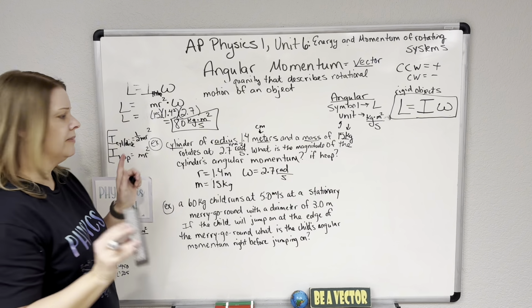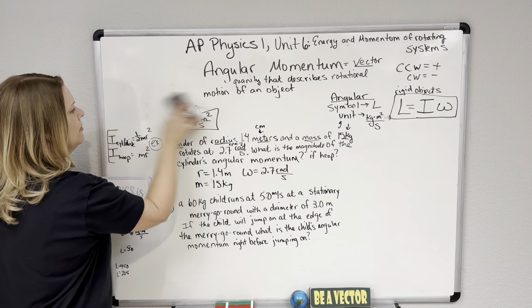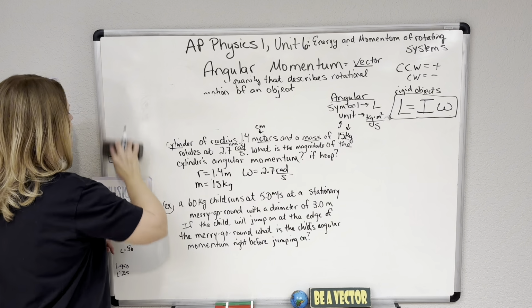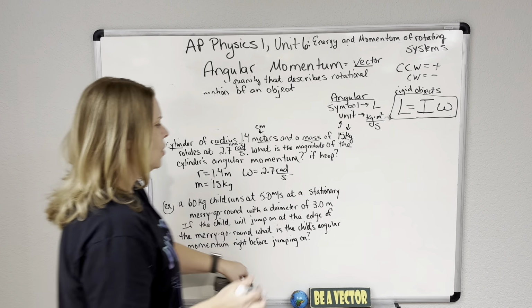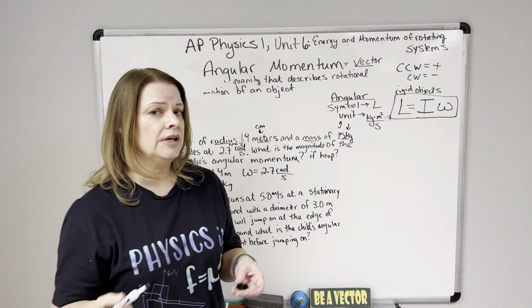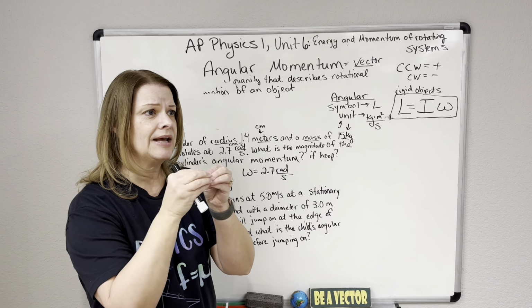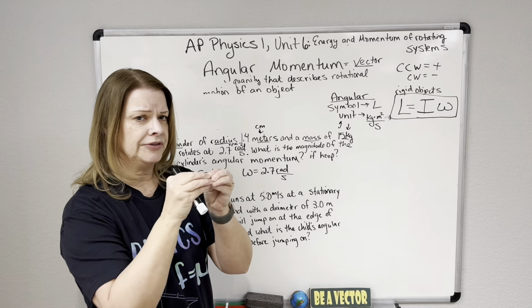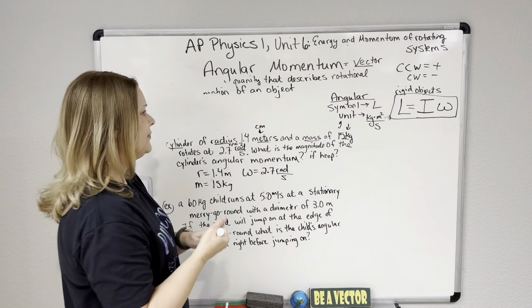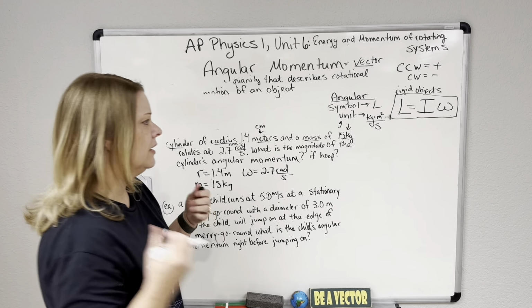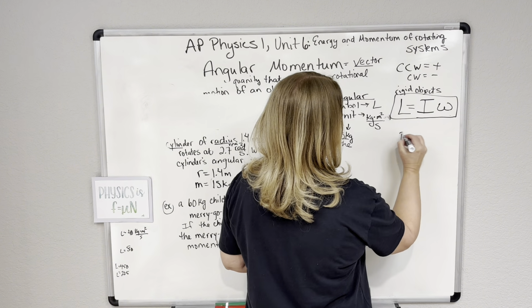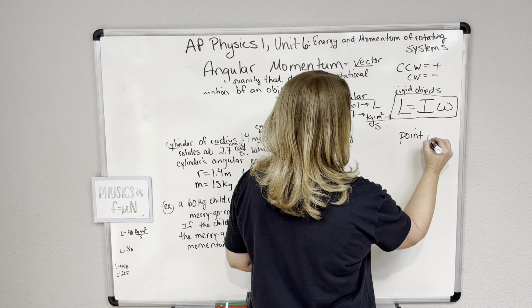Hopefully you've got this. I'm going to erase it. Pause it if you don't, because we've got to move on to a point mass. We talked about point masses in other videos. A point mass is simply some object that we are reducing down to a point at its center of mass. So what does a point mass look like for angular momentum? And this is really weird.